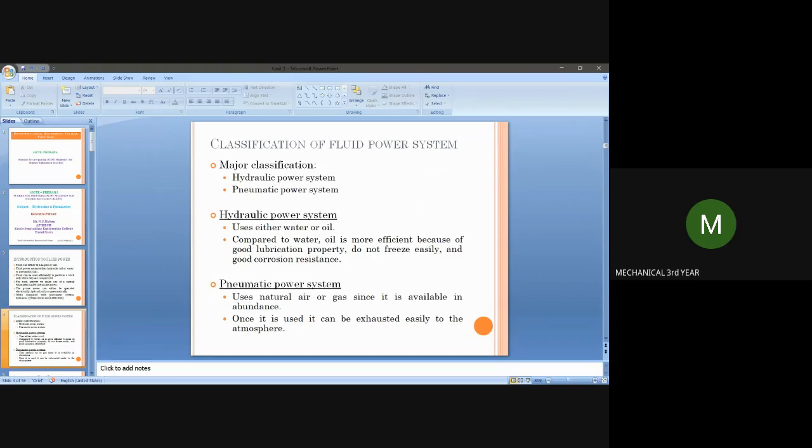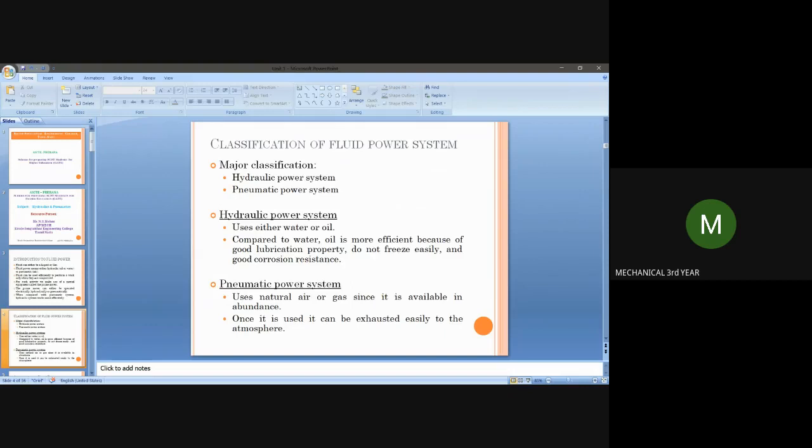Coming to the pneumatic power system, it uses natural air or gas since it is available in abundance. As you all know, the entire atmosphere is surrounded by air, and it contains some moisture and natural gases. Once the air has been used inside the system, which is an entire hydraulic system, I'll show you what the system is all about in the upcoming slides, we can release the air into the atmosphere since it doesn't have any harmful effects and doesn't react with the atmosphere. The same air can be sent out without any purification or filtration, since it doesn't carry any toxic substances from the system.